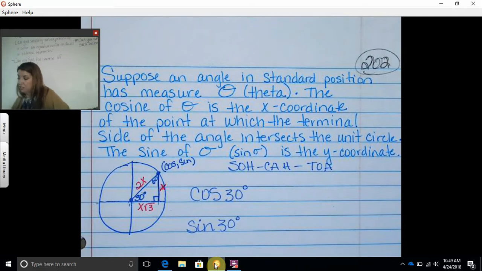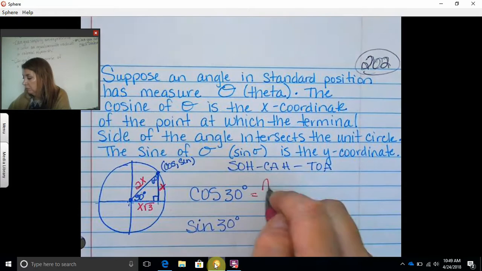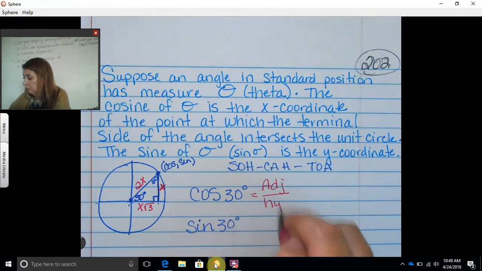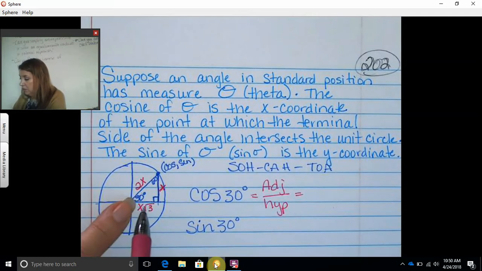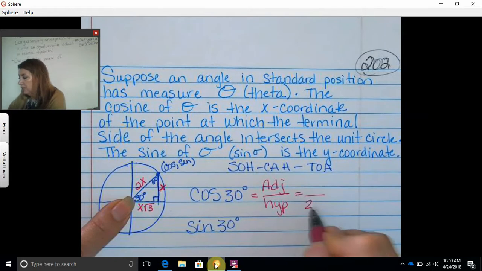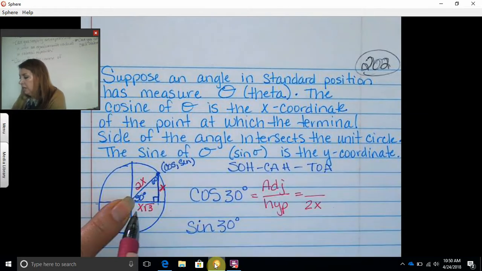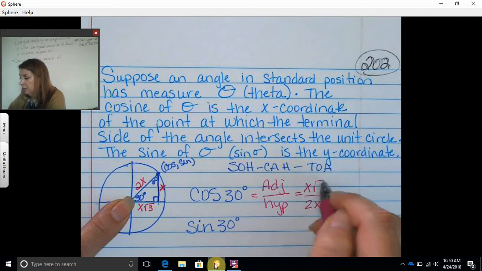Okay, so for cosine, that's the CAH part, right? That's adjacent over hypotenuse. And we're talking about the 30-degree angle. The hypotenuse is adjacent to the 30-degree angle, but the hypotenuse can't be the hypotenuse and the adjacent leg both at once, okay? So your hypotenuse, the 2x, that's what would go in the denominator. And this other leg that's adjacent to it would be x times the square root of 3.